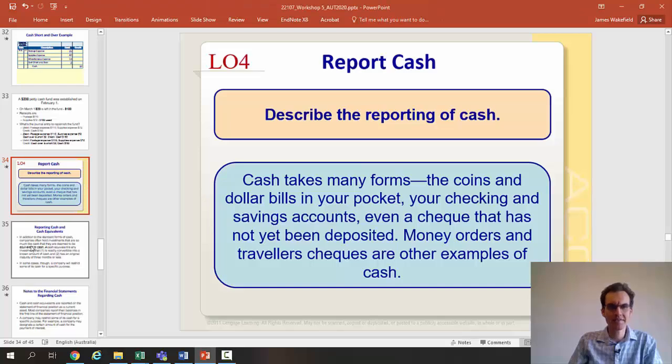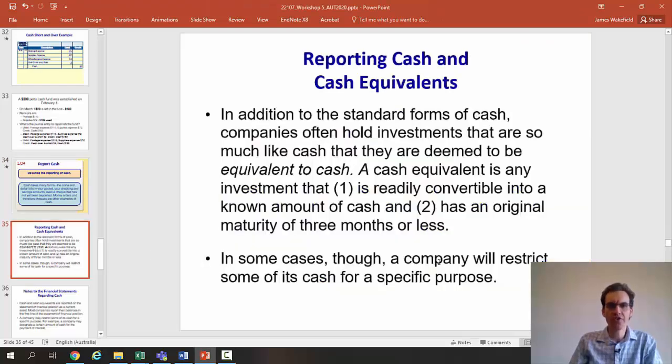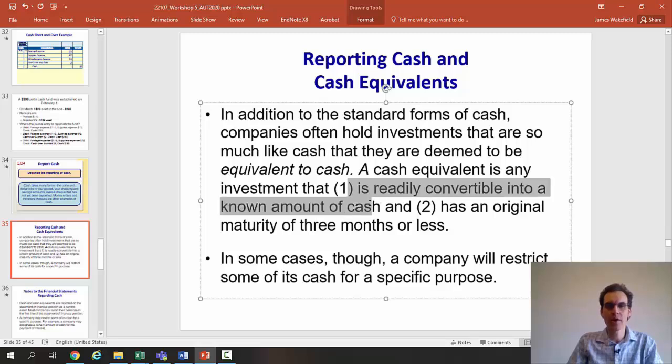Now, people keep cash in many different forms. And so businesses, similarly to this, also keep cash in different forms, and they need a way of reporting the cash that they have on hand. So you'll find in many financial reports, there is terminology called cash and cash equivalents. So basically a cash equivalent is any investment that is readily convertible into a known amount of cash and has a maturity of less than 3 months, so fairly short term.